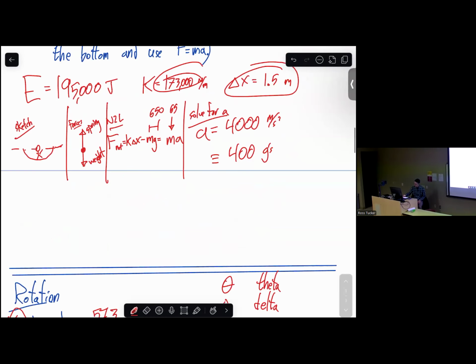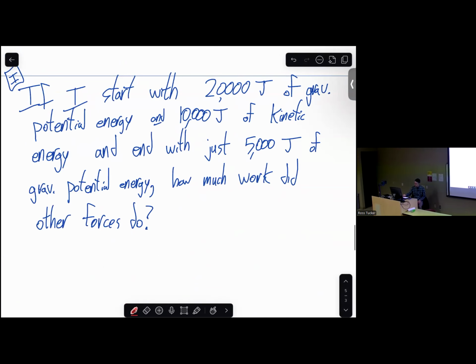Okay. Here's one last one. This takes like 2 seconds, and this should help with the idea of conservation of energy. Do this, I'll present the answer, and you are free.